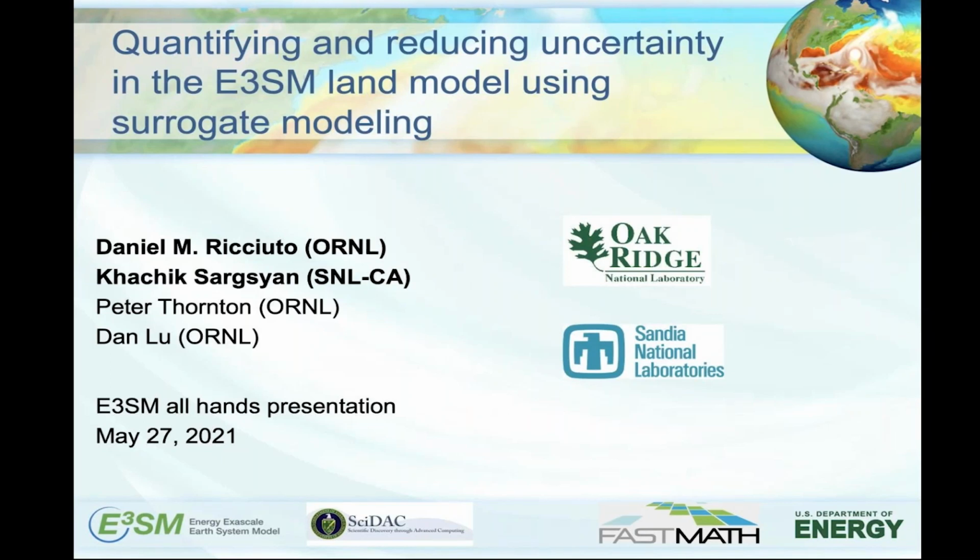All right, thanks, Luke. So I'm Dan Ricciuto from Oak Ridge National Lab. I'll be talking today about some of the work we've been doing in the ELM, the E3SM land model, to develop surrogate modeling techniques aimed at helping us do uncertainty quantification within that model. So I'll be giving approximately the first half of the talk, and then I'll hand it over to Khachik. I'd like to also acknowledge Peter Thornton and Dan Liu, who've also contributed content and ideas to this presentation.